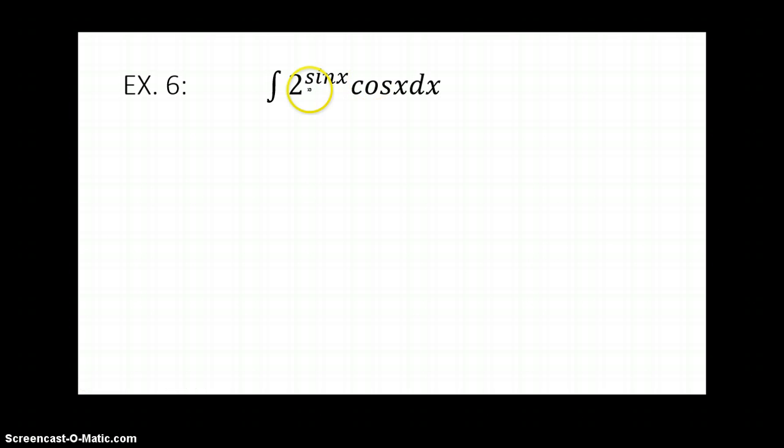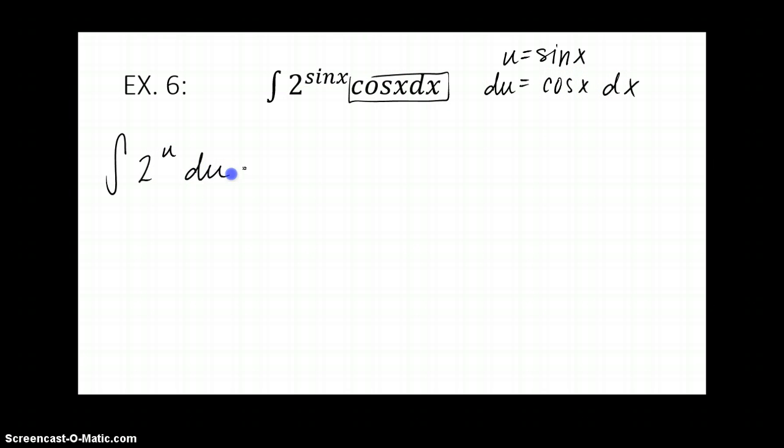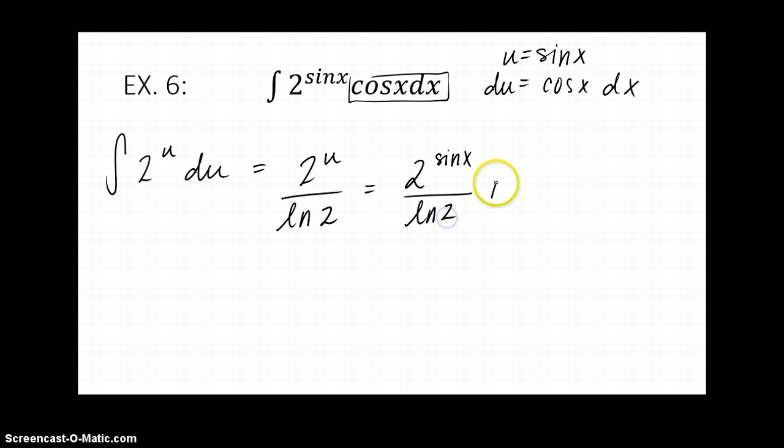Same deal, I see an exponential function, so I'm going to pick my u as the exponent. The exponent is sine of x, and the derivative of sine is positive cosine. So I have 2 to the u, cosine x dx, and I replace that entire thing with du. It's a nice simple substitution, nothing needs to be introduced. So 2 to the u divided by ln of 2. I'm going to replace u with sine of x and add c.